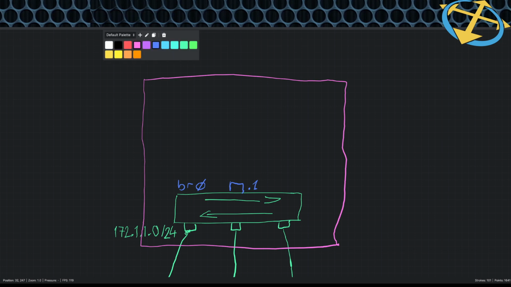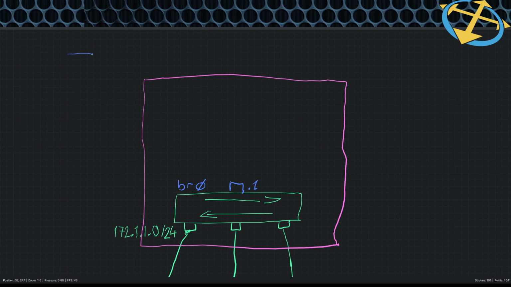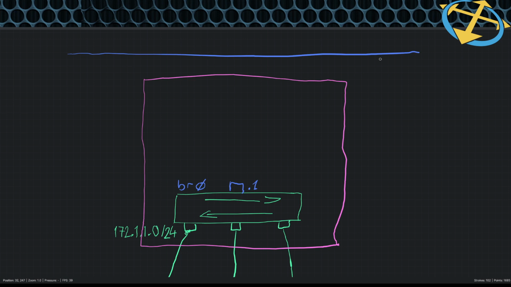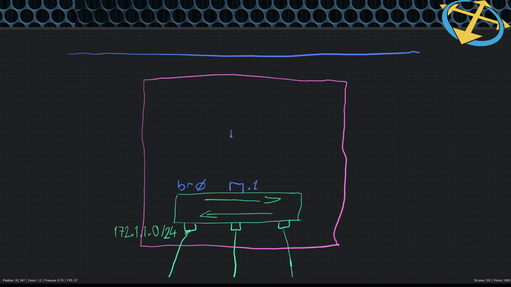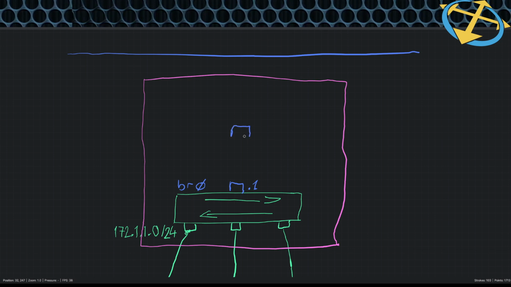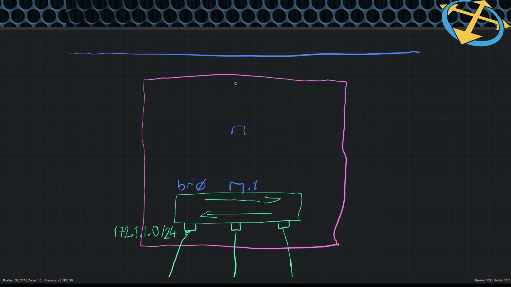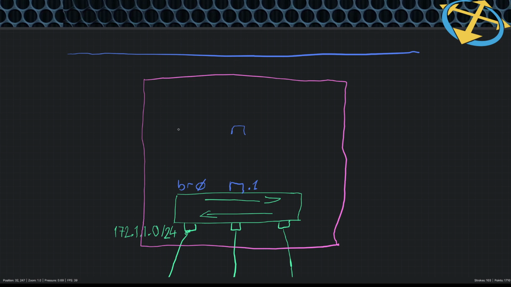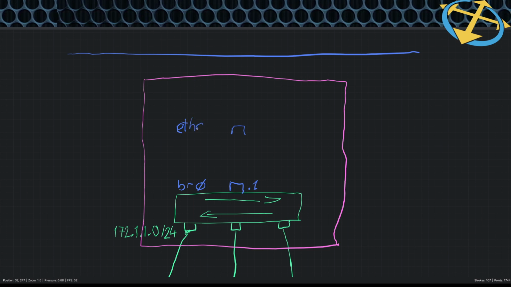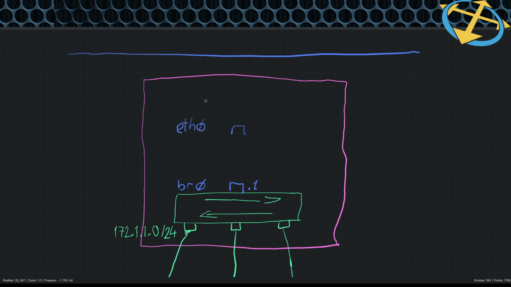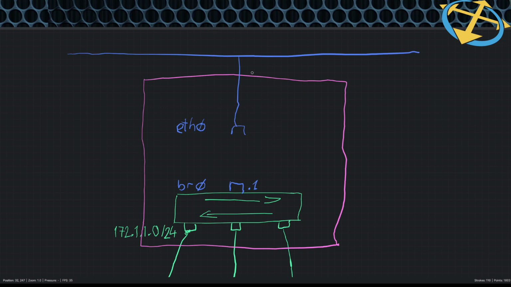What we need? This host, of course, needs to have access to the outside physical world, the physical network. This network right here. And for this to happen, it will have another interface. Let's call this interface ETH0. And this interface is connected to this physical network.